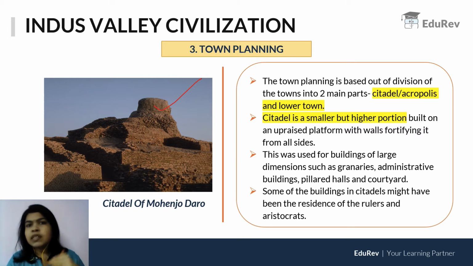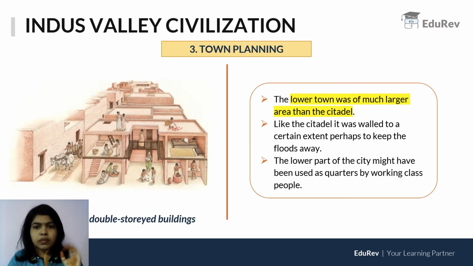So this is with regard to one portion of the town, and because it is placed on an upright platform with fortifying walls, it was considered a very important building. And the next part is your lower town.